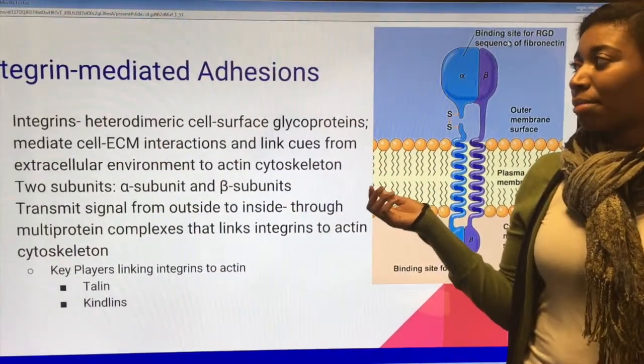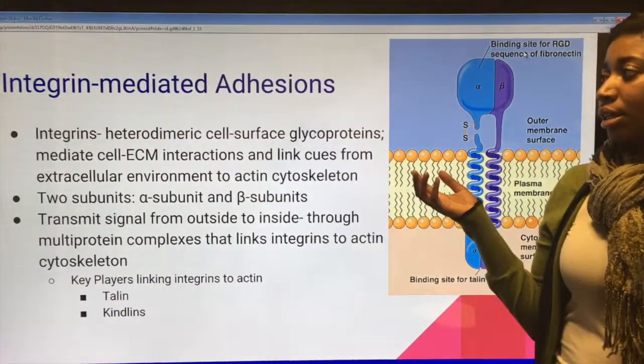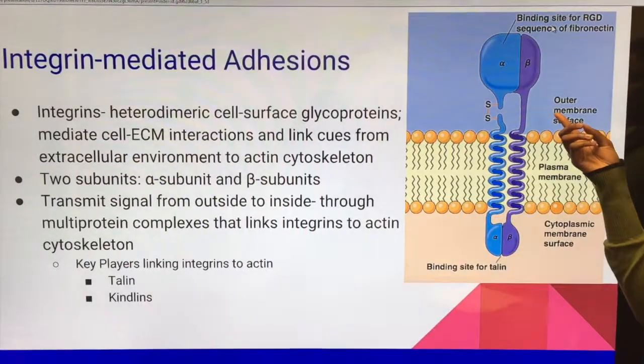Okay, next we will talk about integrins. Integrins are proteins that bind to the extracellular matrix. They're heterodimeric and they contain alpha and beta subunits.